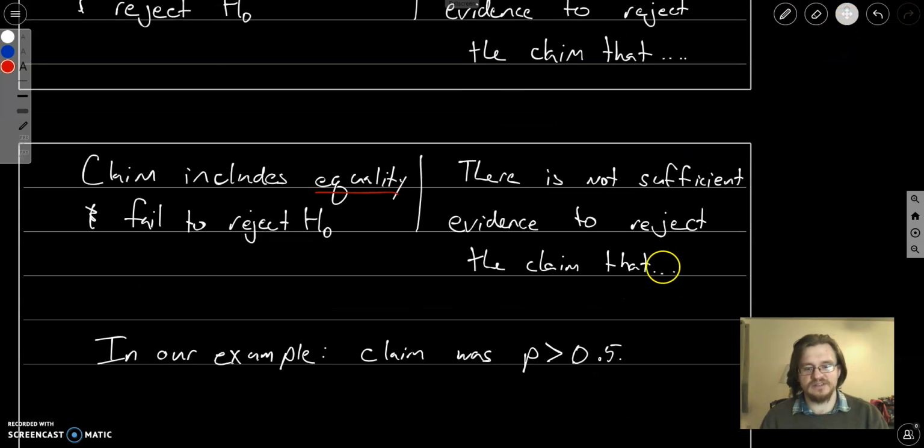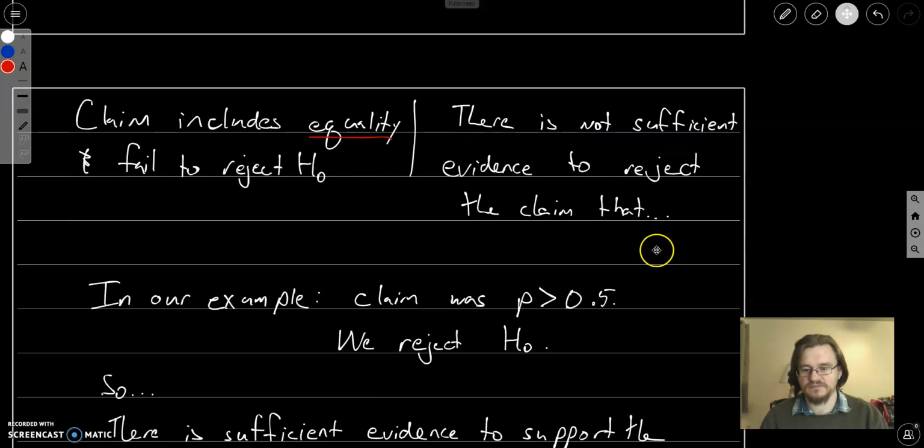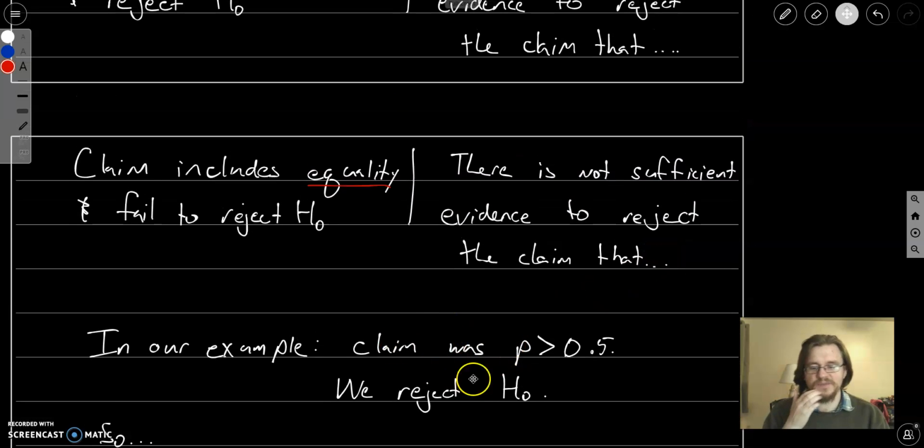So let's put this into practice. So in our example that we've been looking at through the last couple of videos, we said that the proportion of people who are uncomfortable with drone deliveries is greater than half the population. So the proportion was greater than 0.5.